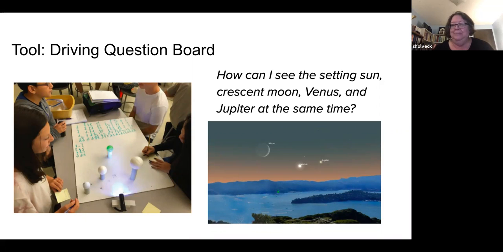And students are doing the same thing in the picture here. They're trying to figure out, using a model and a whiteboard, how they can see this phenomenon. And it drives all the instruction for the unit, and in everything that they do, students will go back and reflect: how does this help me explain this anchoring phenomenon? Thank you.